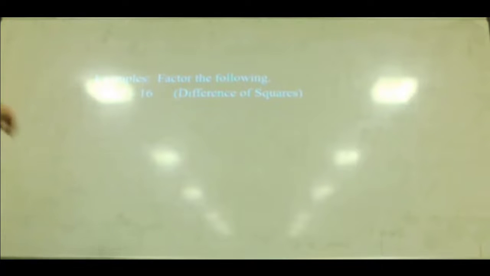3 is 9. Yeah, but we're saying, does anything go into both? No. Like a common factor. And there's no common factor. Okay?